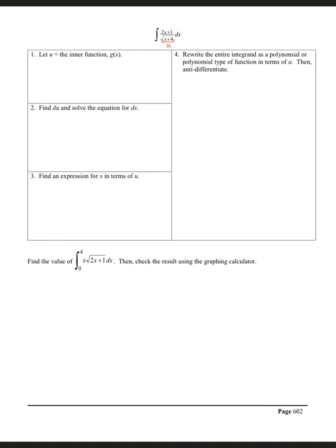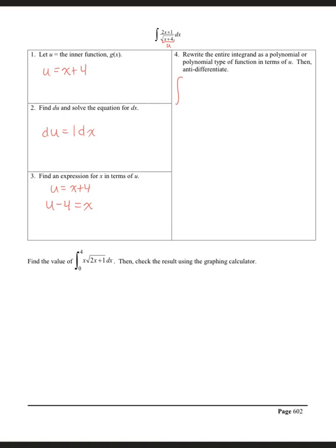So we have to figure out what to do with that 2x plus 1. So I'm going to let u equal x plus 4. So that means that du is equal to 1 dx. So now we need to find an expression for x in terms of u. So I know that u is going to equal x plus 4, so u minus 4 is going to equal x. Okay. So now I'm going to rewrite this in terms of u.